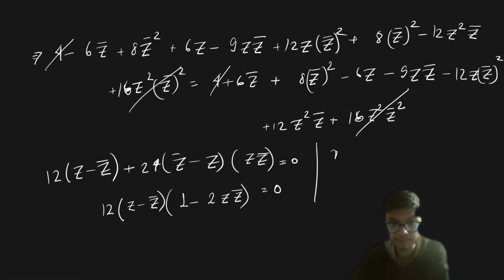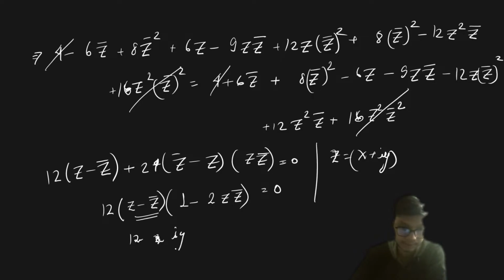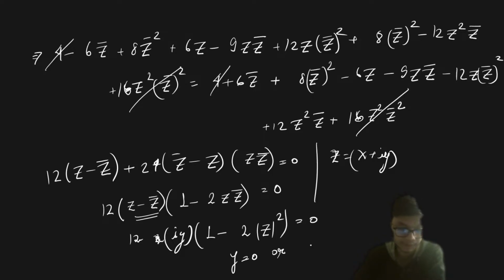So if I put z = x + iy over here, then z − z̄ gives iy, and it will be 12 times iy times (1 − 2|z|²), that is equal to 0. So from this equation you will have either y is equal to 0, or you will have 1 − 2(x² + y²) equal to 0, right? Since y cannot be equal to 0, this is not possible. So the only possible way is this.